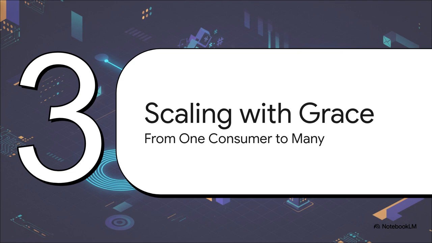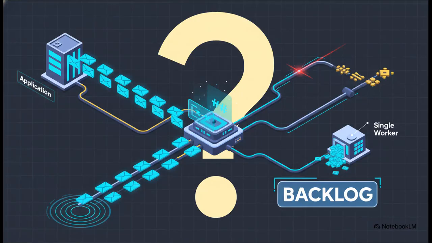Okay, so we've built this awesome, decoupled, resilient system. But what happens next? What happens when we succeed? When our app gets popular and messages start flooding in? That brings us to our next section, scaling with grace. This is the question that keeps every good architect up at night.